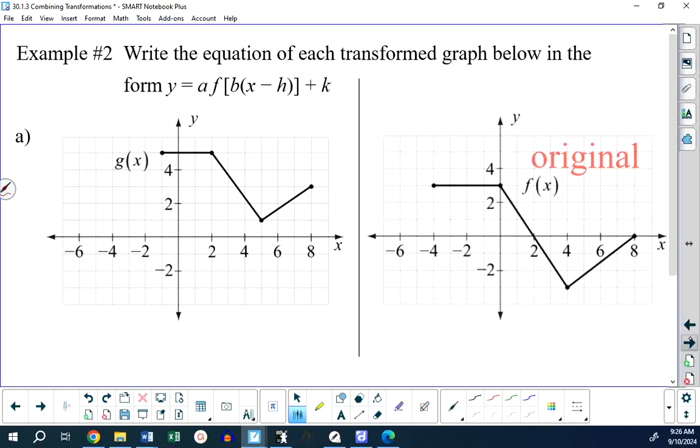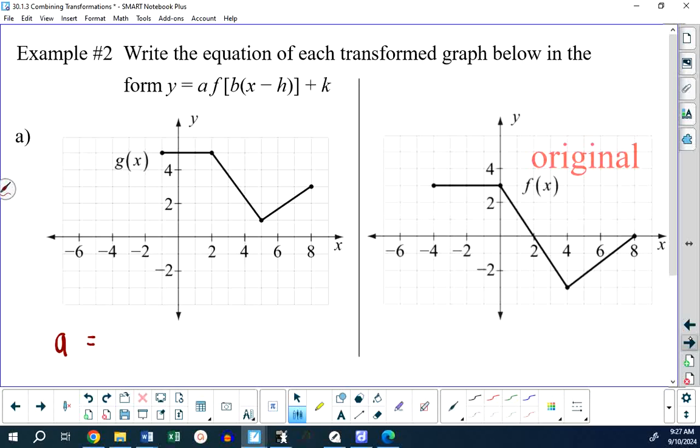So this is A. What's the first thing we want to do? Well, you need to determine A, B, H, and K. All right? So let's start with A. Forget about where this thing is. That has to do with K and H. Is this thing the same height as the original graph? If it is, and it's oriented the same way, then A will be 1. Is it the same height?